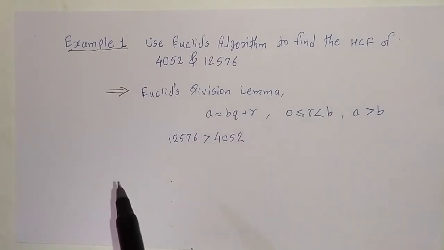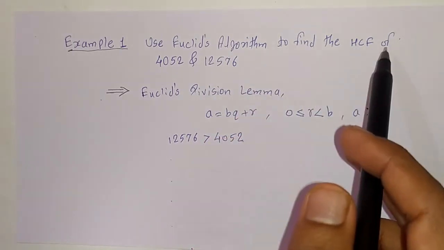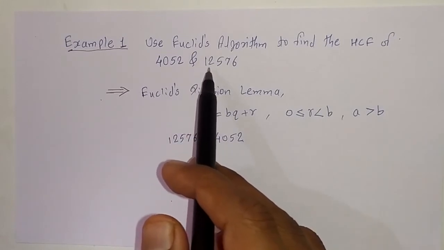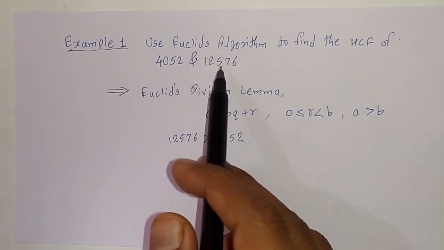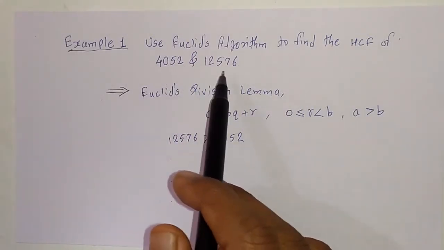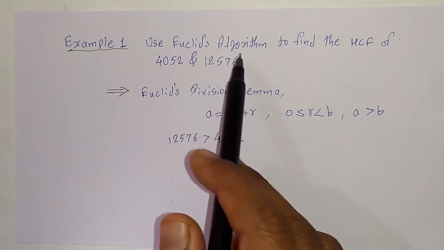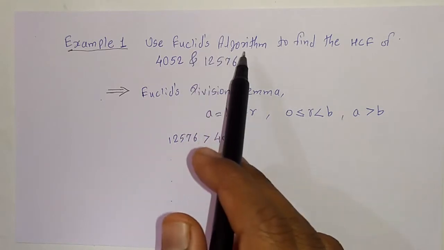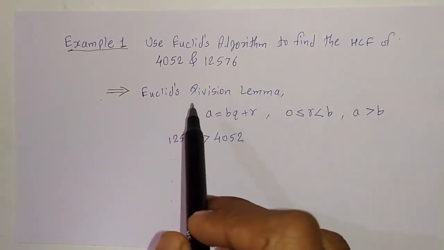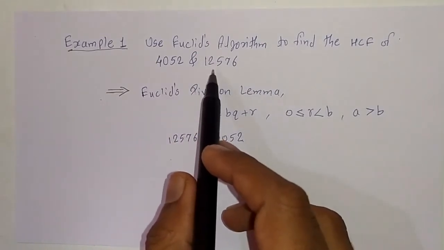Now let's see this problem. Use Euclid's algorithm to find the HCF of 4052 and the second number 12,576. So you have to find the HCF of these 2 numbers using Euclid's algorithm. We have already seen Euclid's algorithm. It is a 3-step process. So you have to apply Euclid's division lemma in Euclid's algorithm. So these are the 2 given numbers.